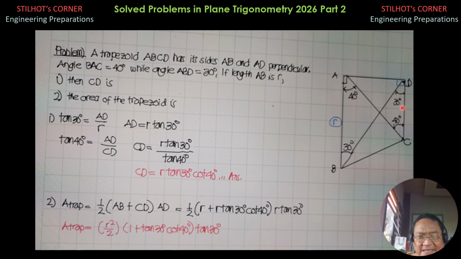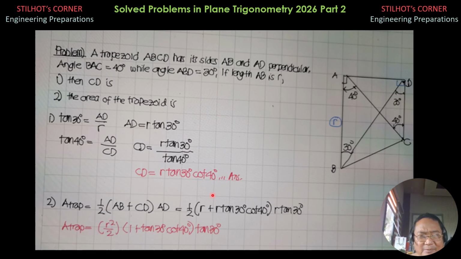Then finally, in this right triangle, the tangent of 40 degrees is opposite, which is AD over CD. So CD is AD over tangent 40. Since AD is R tangent 30, then divided by tangent 40. Take note that 1 over tangent 40 is cotangent 40. So CD is R tangent 30 degrees cotangent 40 degrees. As simple as that.